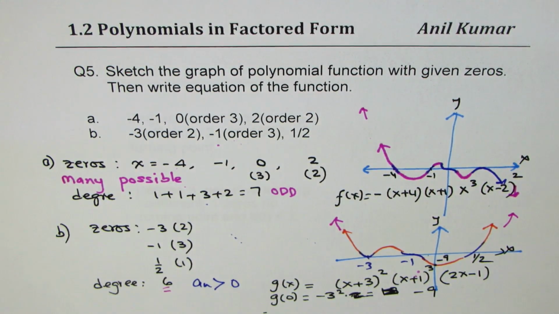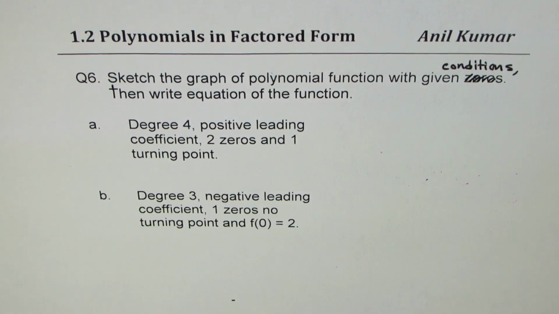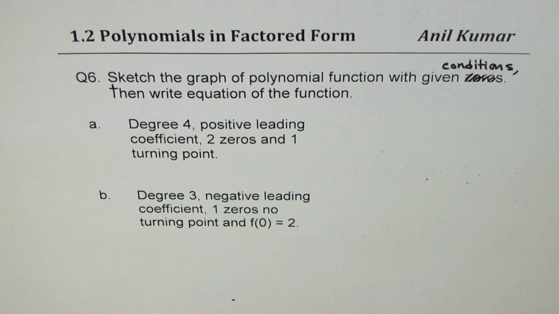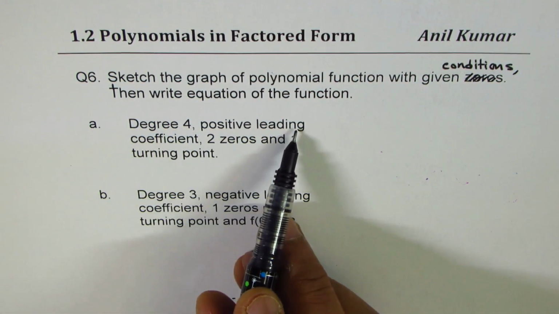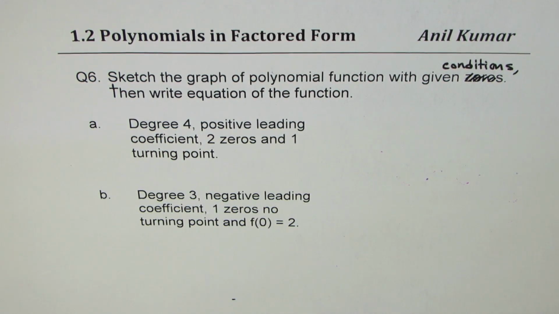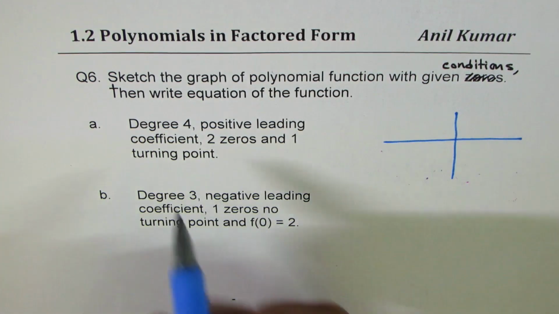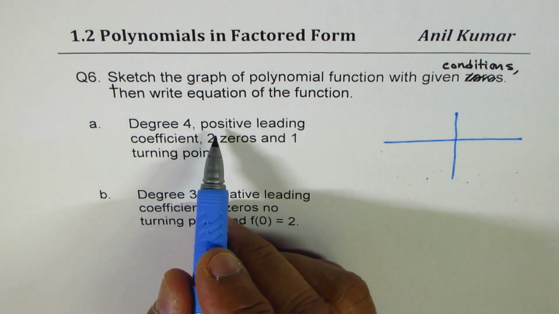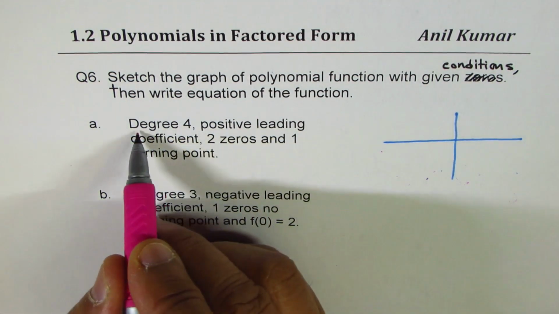So let's move on and take up the last question now. Question number 6. Sketch the graph of a polynomial function with given conditions. Then write the equation of the function. A. Degree is 4, positive leading coefficient, 2 zeros and 1 turning point. Okay, so let's try to sketch this. We want to have degree of 4, right? Positive leading coefficient.